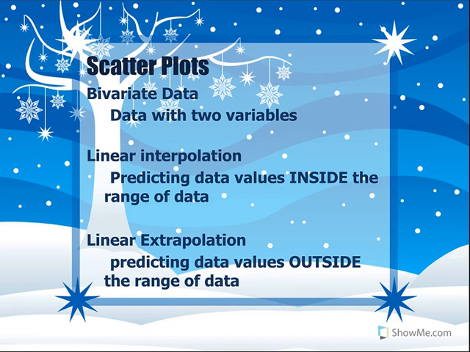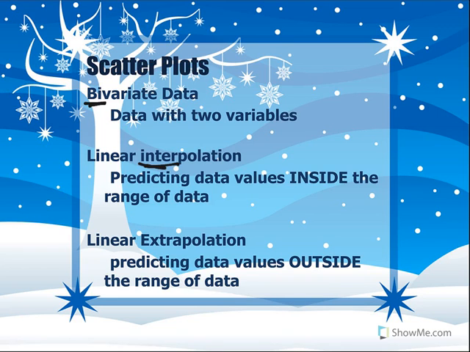When we made our graph of height versus shoe size, we were using what is called bivariate data, or in other words, data that has two variables. Bi, of course, means two. What these equations allow us to do is either interpolate or extrapolate information from that graph. Interpolation, inter meaning inside, allows us to predict values that are going to happen within a range of data.